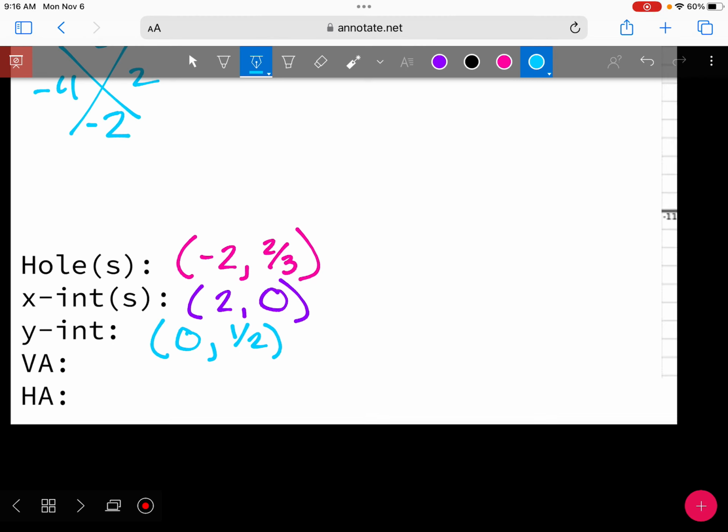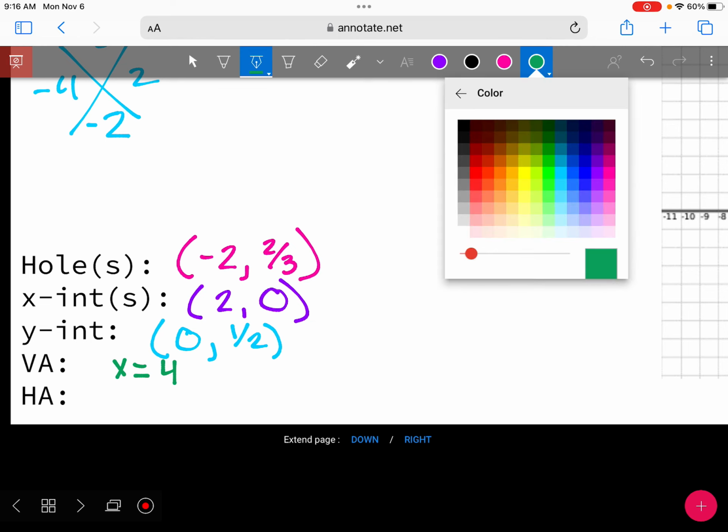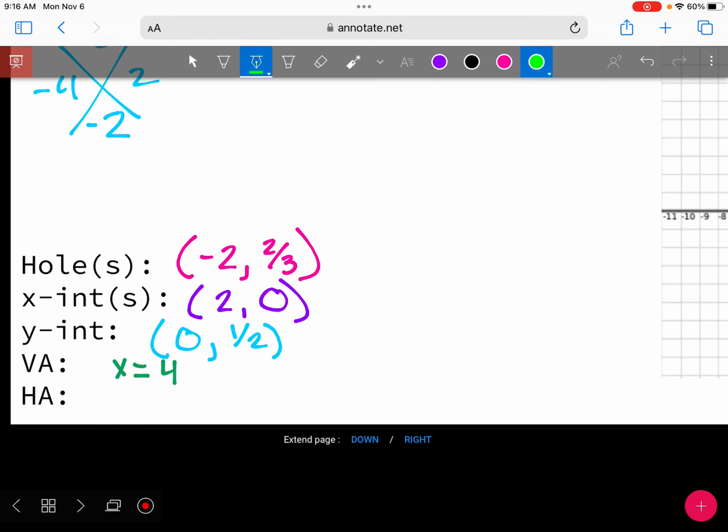Our vertical asymptote, that's where our denominator stops working, when our denominator equals 0. So our vertical asymptote happens when x is what? 4. Our horizontal asymptote, that's when we're looking at the strength of it, our power of it. We have an even number of x's, top and bottom, so we look at those leading coefficients. So we're going to have y equals 1 over 1, also known as y equals 1.